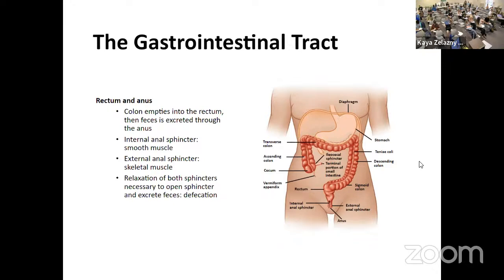The colon empties into the rectum, and then the feces gets excreted through the anus, which, lucky for us, has sphincters. There's an internal anal sphincter made of smooth muscle and an external anal sphincter made of skeletal muscle. So kind of paralleling what we saw with the urethra in our urinary tract. We have to relax both sphincters to open this tube, right? So to allow for defecation, pooping, excrete feces, we have to open both the internal anal sphincter and the external anal sphincter outwards.